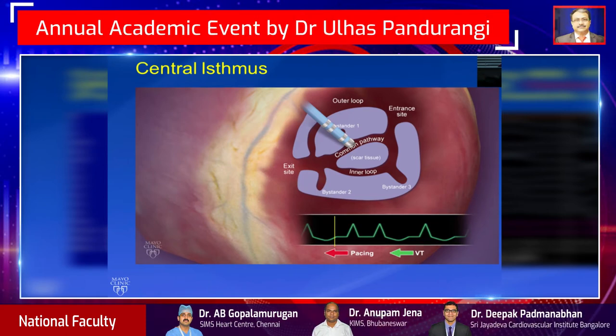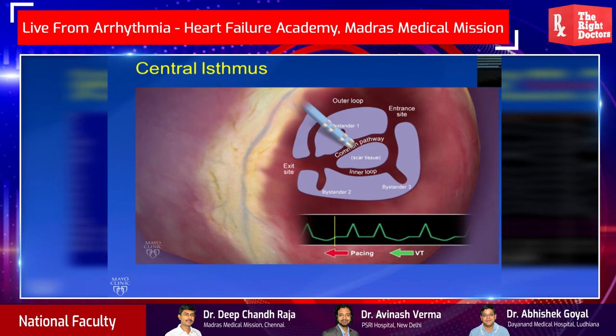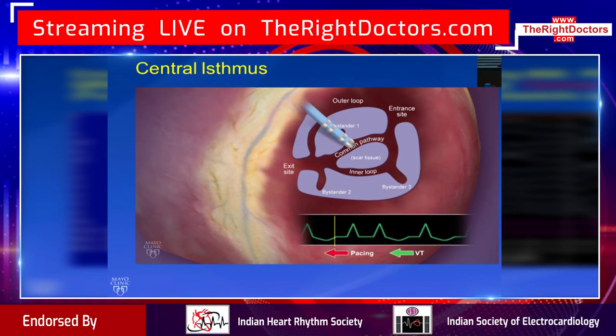And during tachycardia, this bystander is going to get activated simultaneously as the rest of the circuit. So the electrogram to the exit of the QRS is actually a pseudo interval. It's not a real interval during tachycardia. So the electrogram to QRS is going to look short during tachycardia if you're in a bystander. I'll repeat that once more.